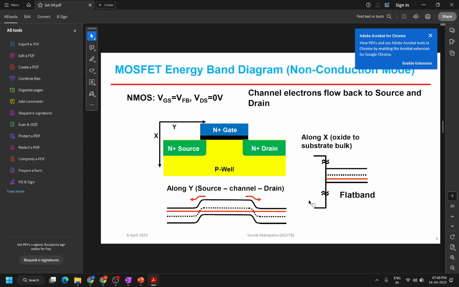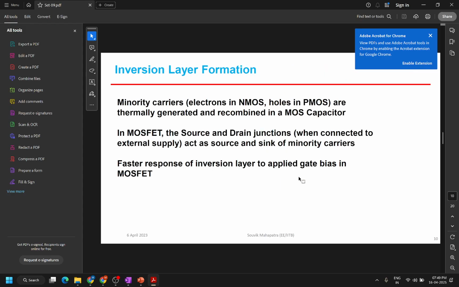And then you put a negative voltage or you remove the voltage. This again goes back up and becomes non-conducting. So this is how it works.